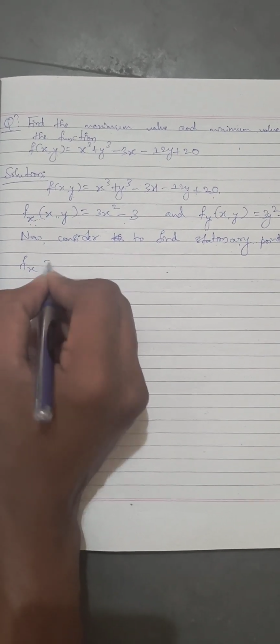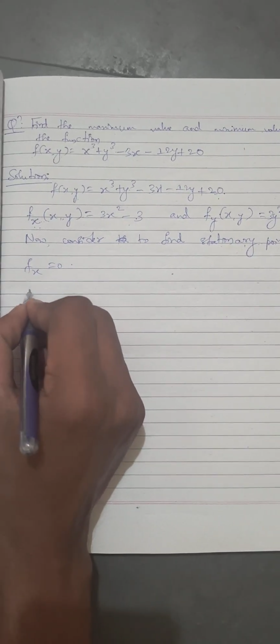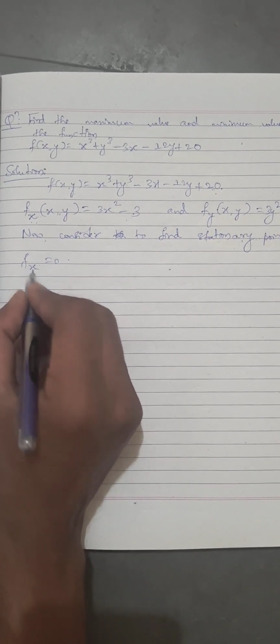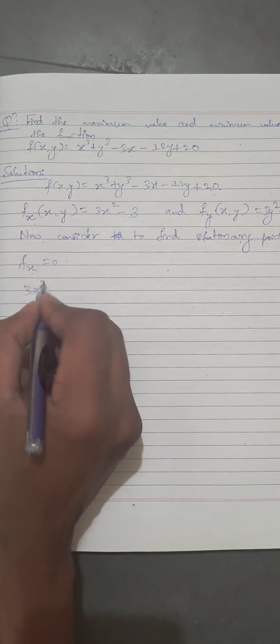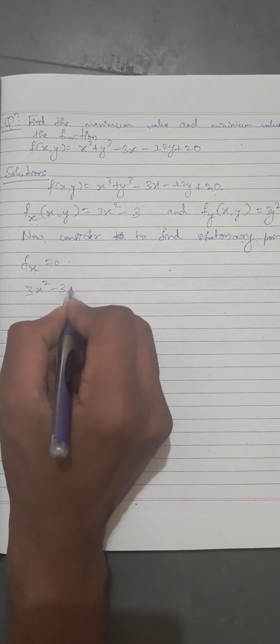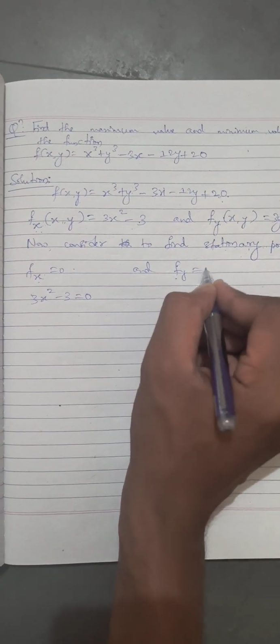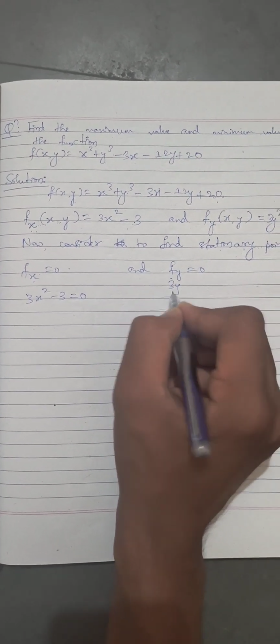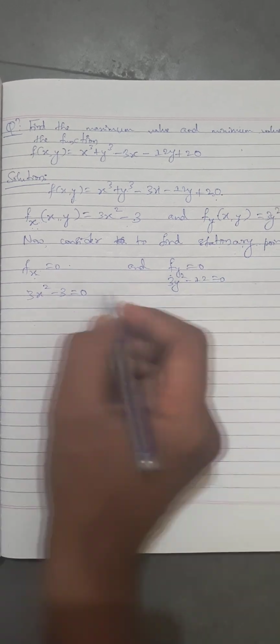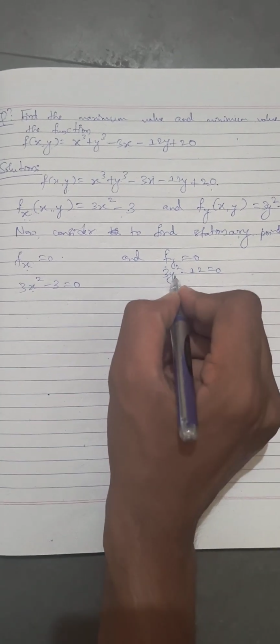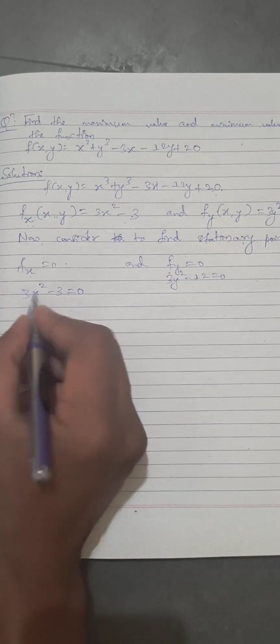To find the stationary points, we have to equate the partial derivatives to 0. That is, fx equals 0. What is the value of fx? fx means the partial derivative of f with respect to x. The value of fx is 3x square minus 3, that equals 0, and fy equals 0. The value of fy is 3y square minus 12 equals 0. Now solve this one for x and this one for y. So solve them.